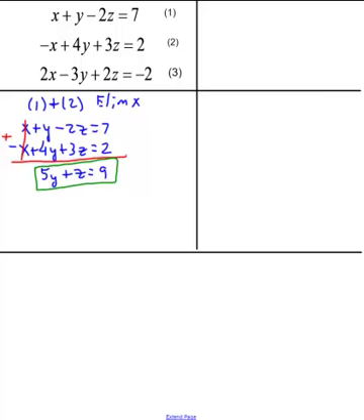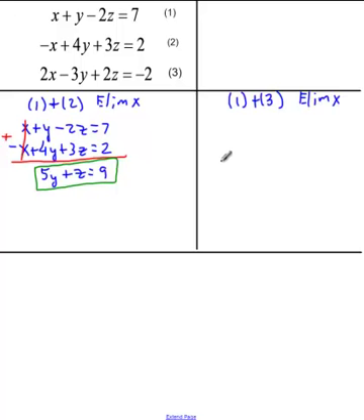Our next step is to choose any other pair of equations. We used equation 1 and equation 2, so now we can use either equations 1 and 3 or 2 and 3. It doesn't matter which one. So I'm going to choose 1 and 3. And we have to eliminate the same variable. We again have to eliminate the variable x. So I'm going to take equation 1, add equation 3, and eliminate variable x.